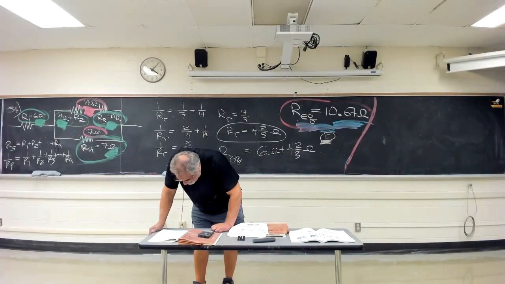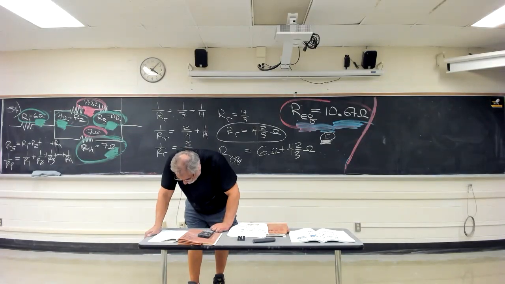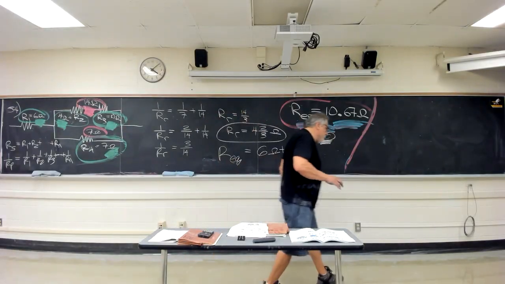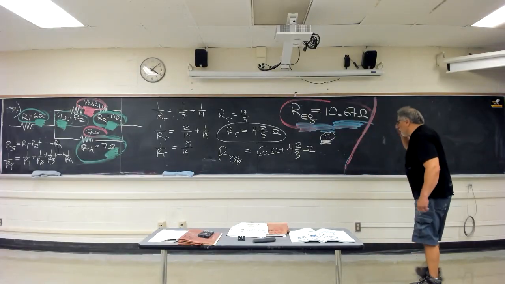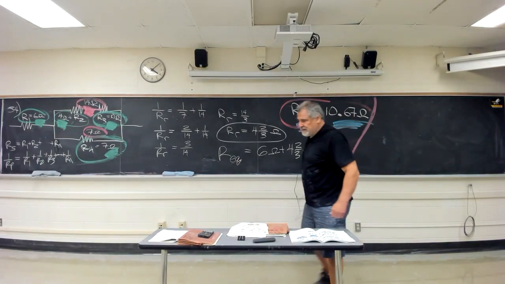Forgive me, let me start that again, please. For number 55, three 4-ohm resistors are connected in parallel to a 10.4 volt battery. What is the current in any one of these resistors? The current is equal if things are in parallel. Actually, that's not necessarily true. When it's parallel, the voltage is the same. The potential difference is the same, not necessarily the current.